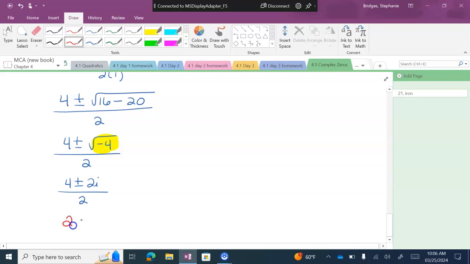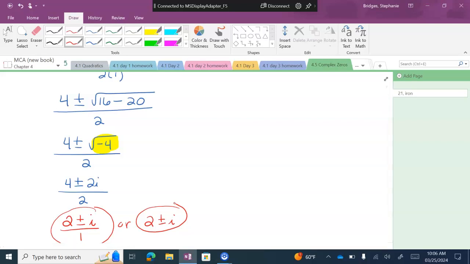So 4 divided by 2 is 2. 2i divided by 2 is just i. And 2 divided by 2 is 1. So you can leave your answer like that. Or would it also be okay if I just left it like that? Yeah. We had an x squared, which means we have 2 answers. What I need you to understand, that is 2 answers. 2 plus i and 2 minus i.